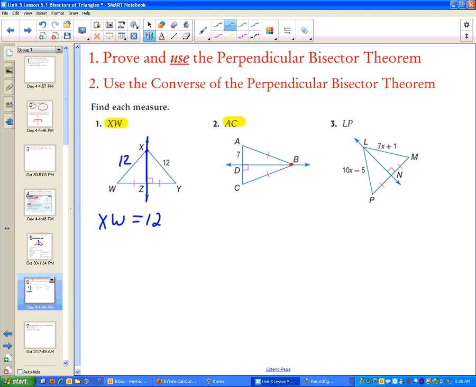So, since B is equidistant from the endpoints, doesn't that mean that B is on the perpendicular bisector of the segment? Yes, it does. So, if that's the perpendicular bisector of the segment, it's got to be perpendicular, and it's got to bisect. So that means the length of DC is 7. So then what's the length of AC?